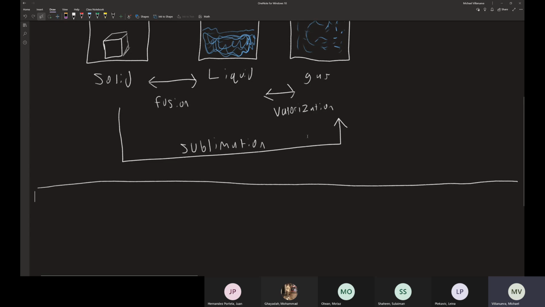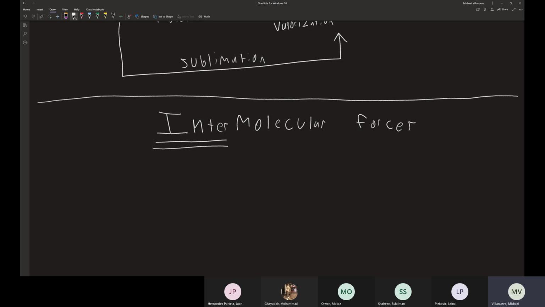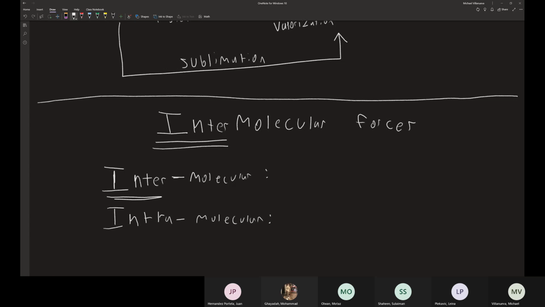Let's close this. All right, so intermolecular forces. I want to underline this word right here, inter. We actually have two different words we can make that are similar: inter and intra, molecular. Do any of you know what these two words mean?